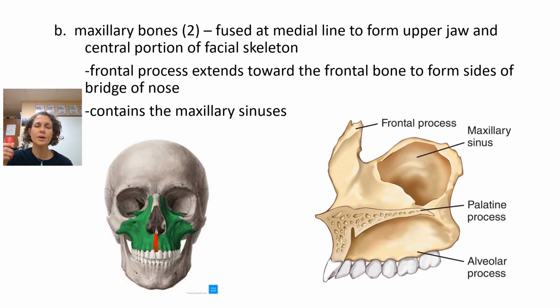You have the frontal process. So on the picture here, it's going up towards the frontal bone. So it kind of goes up the sides of your nose here on either side and forms kind of the bridge of your nose. And so, when you push there on the sides, that's the maxillary bones.